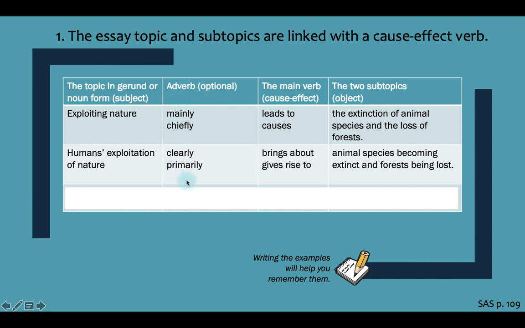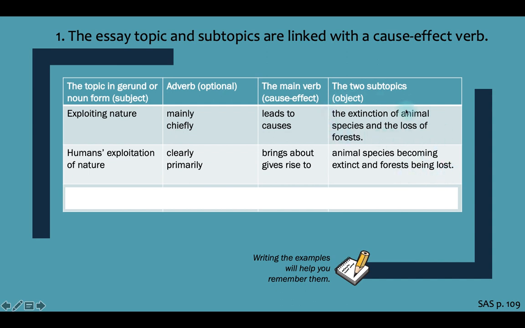Obviously, these adverbs, you can use any one. They're all synonyms. And the same with this. You could use any of these verbs. Lead to, cause, bring about, give rise to. They all have the same meaning. And here I've written our subtopics as gerund clauses. Animal species becoming extinct and forests being lost.